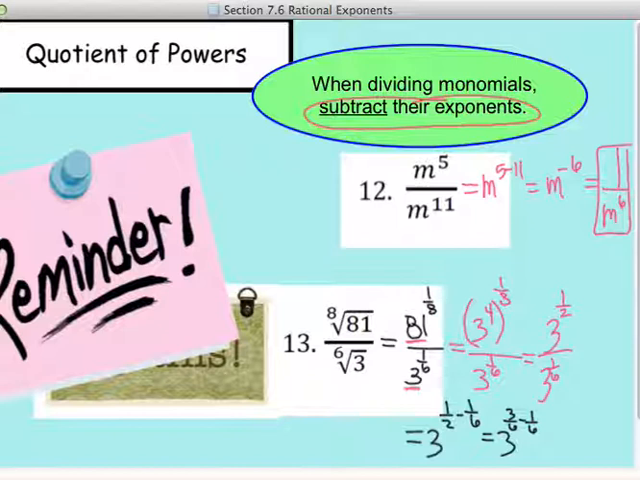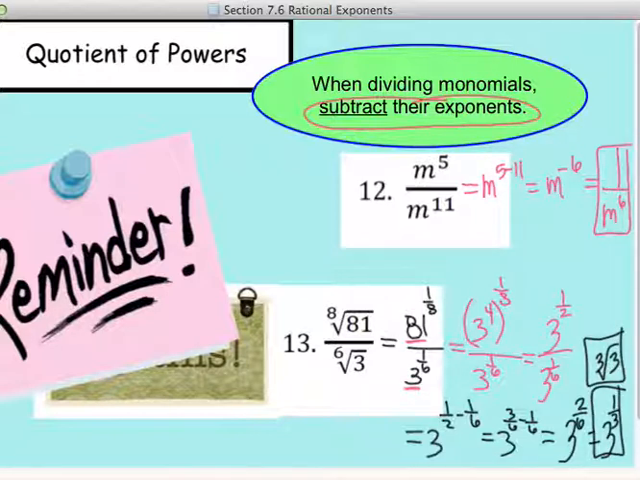I recopied that. Nope, we're okay. 1/2 minus 6. So that would give me 3 to the 2 over 6, which reduces to 1/3. So it's 3 to the 1/3 power. And how else could you rewrite that if you wanted to? Cubed root of 3. Either one is fine.